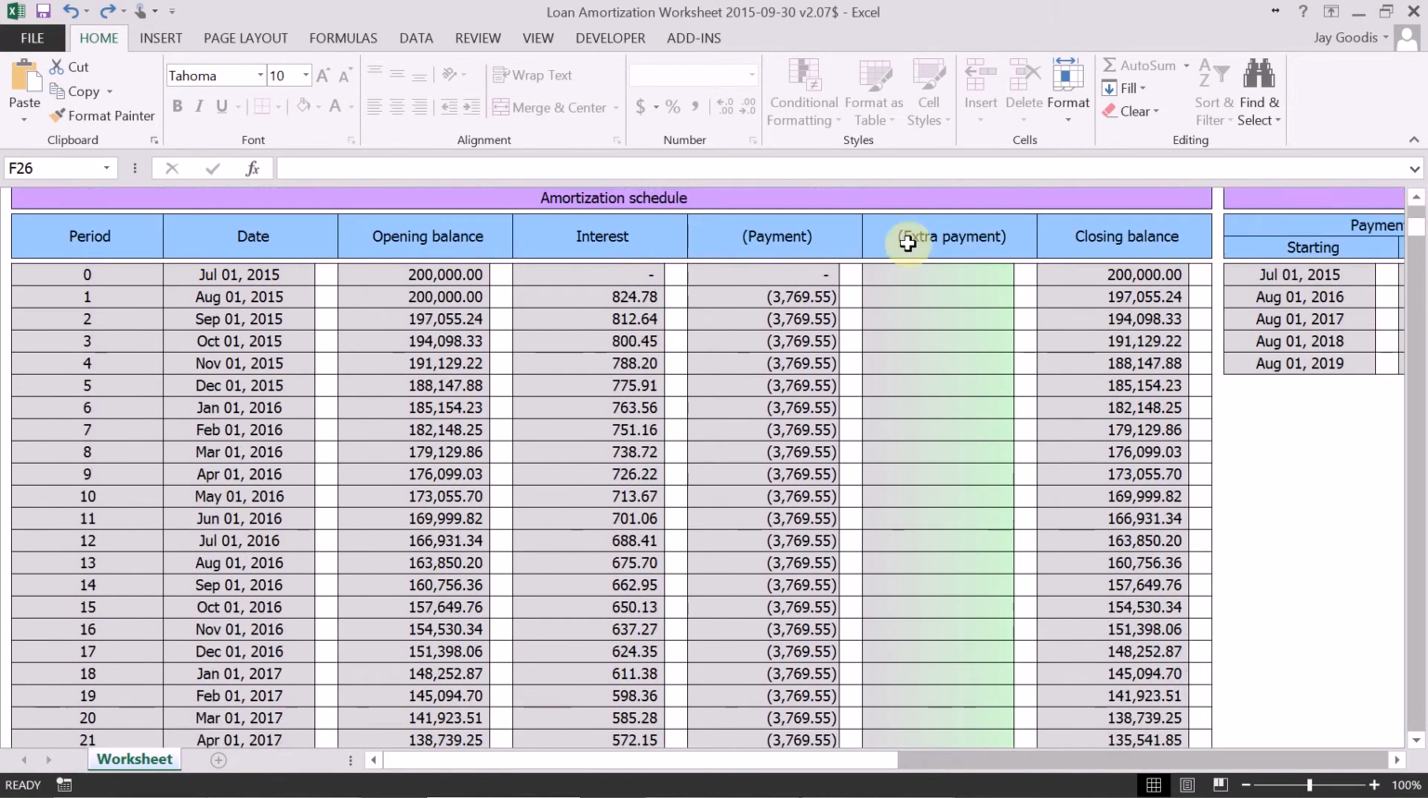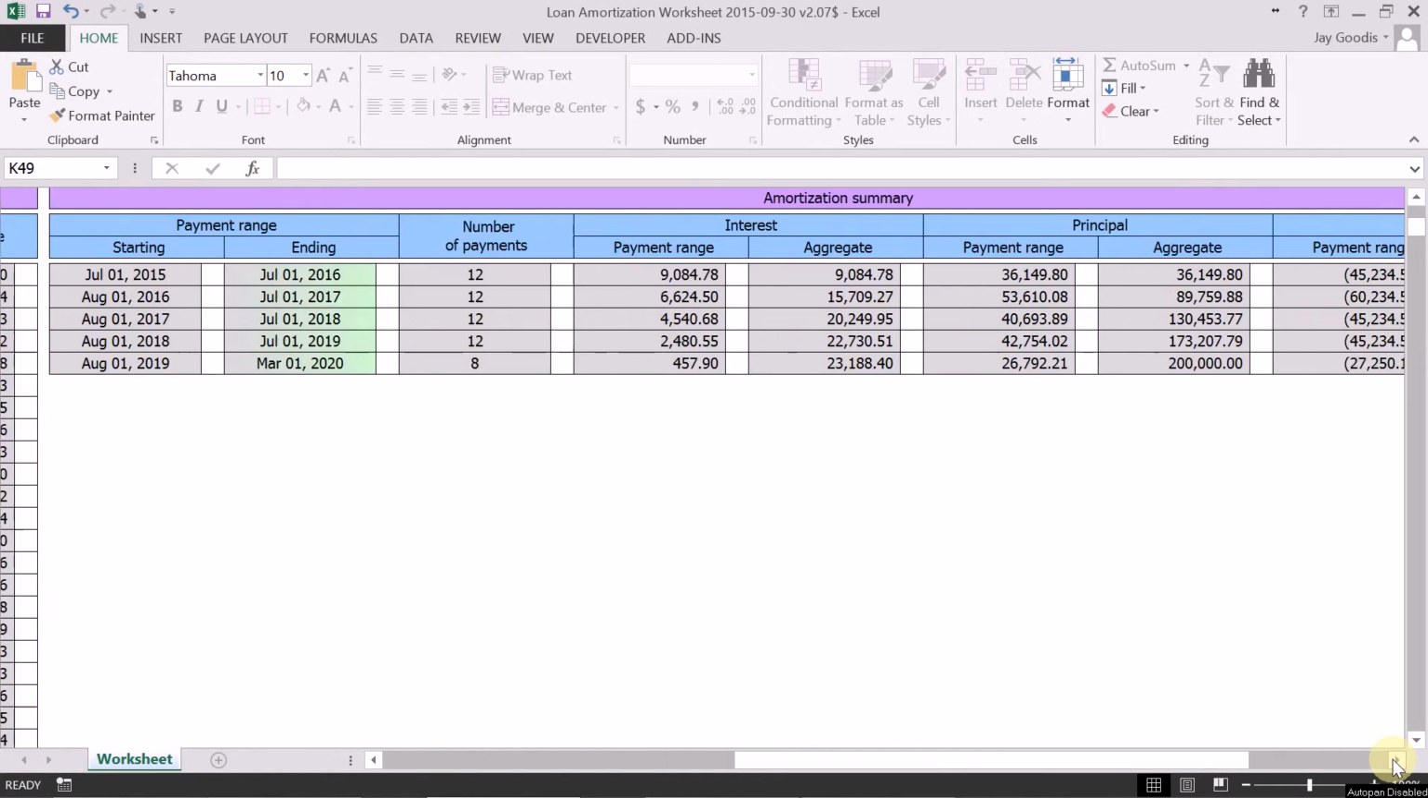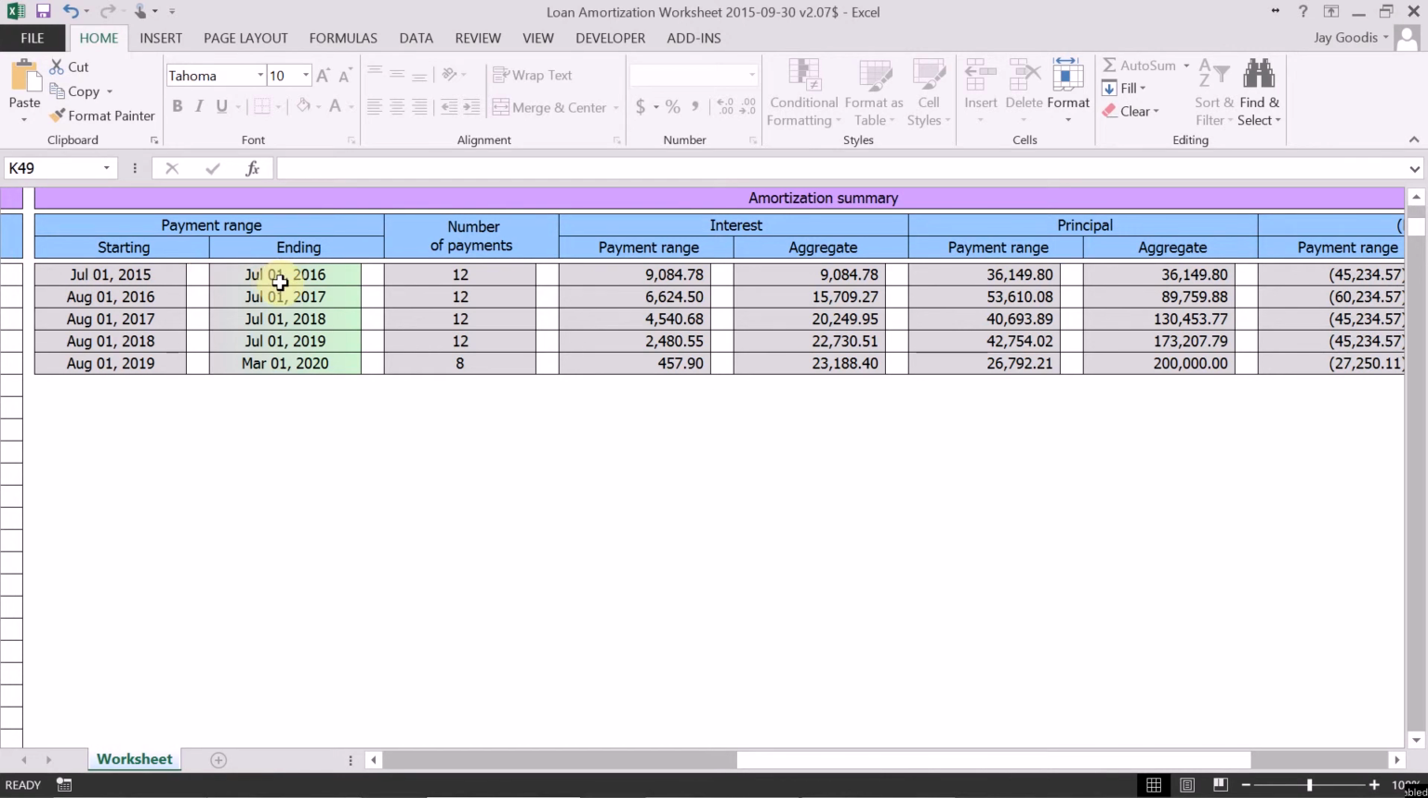If at some point during the year our client made some extra payments, so let's assume on September 1st, 2016, an extra payment of $15,000 was paid, you will see that all of the numbers will automatically update. If we scroll to the right, we can see the amortization summary by specific payment ranges.